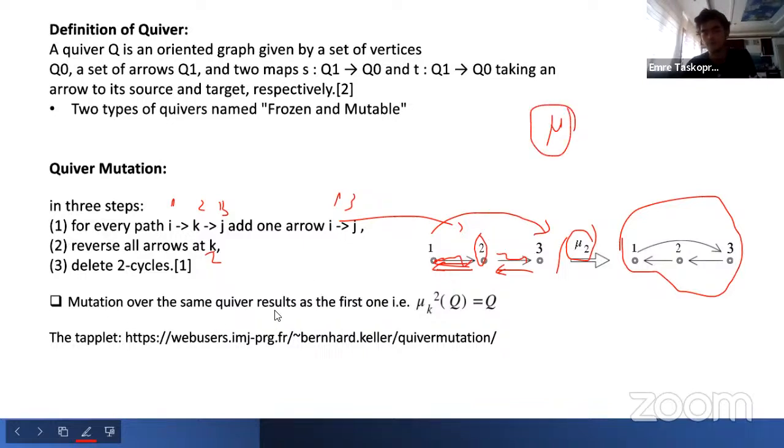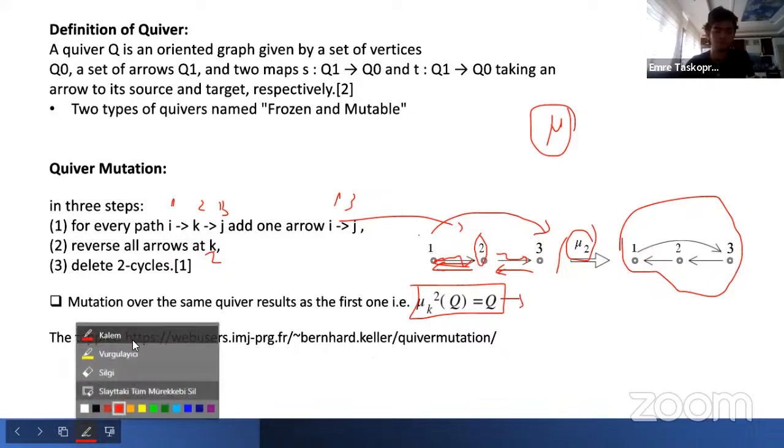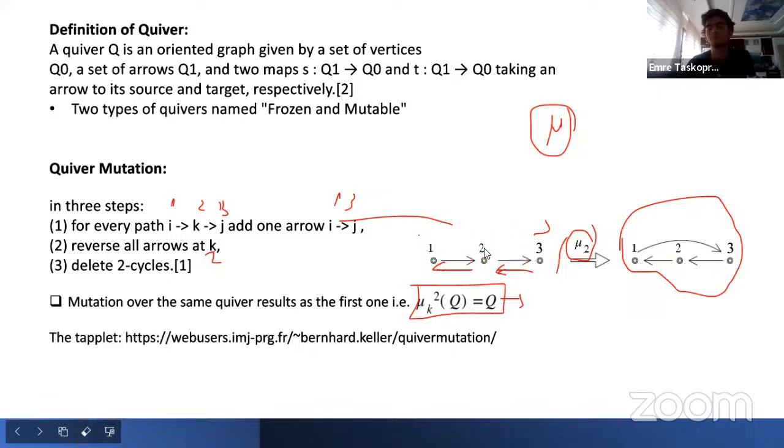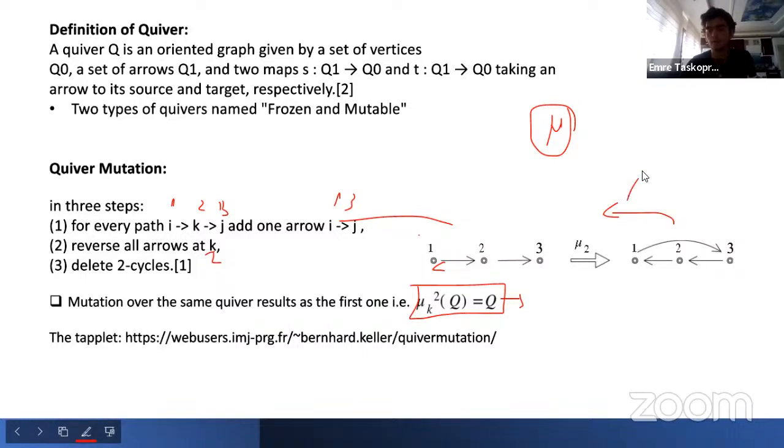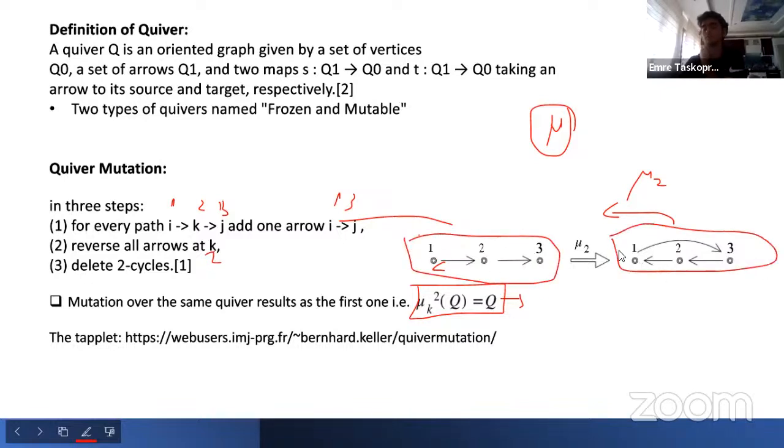Mutation over the same node twice results in the first quiver. That can be given as the example mu_k squared Q equals Q. Right now, what does this mean actually? We first mutated our second node in our graph. However, if I mutate the second node again, this will give me the first graph again, just like that, from this to this, by mu 2.